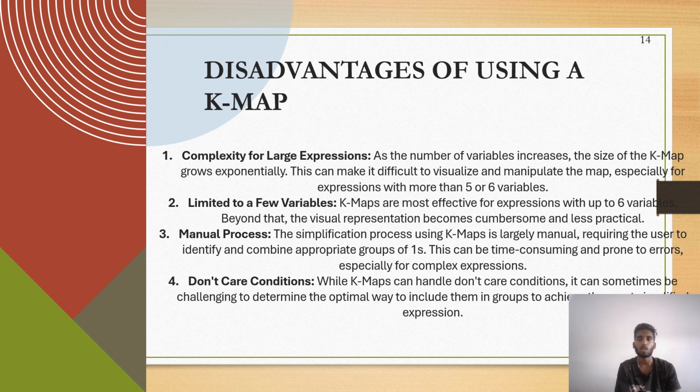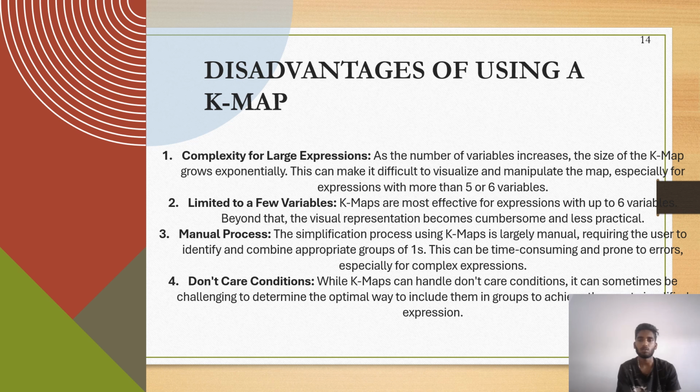Disadvantages of using a K-map: complexity for large expressions. As the number of variables increases, the size of the K-map grows exponentially. This can make it difficult to visualize and manipulate the map, especially for expressions with more than 5 or 6 variables. Limited to few variables: K-maps are most effective for expressions with up to 6 variables. Beyond that, the visual representation becomes cumbersome and less practical.